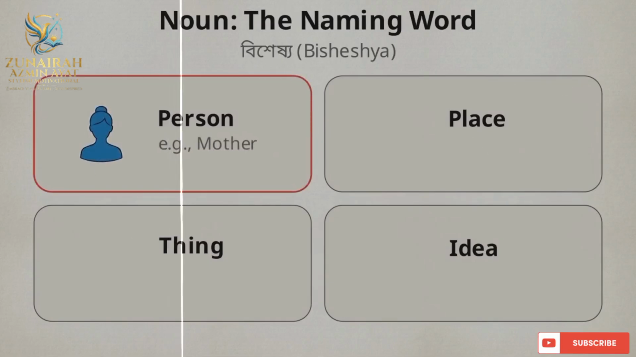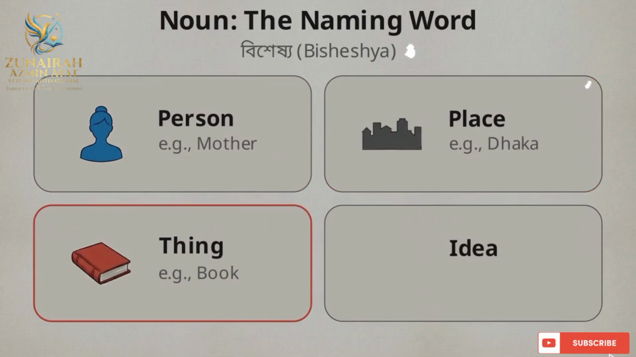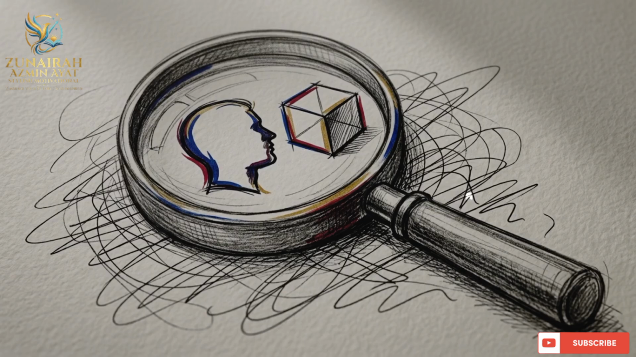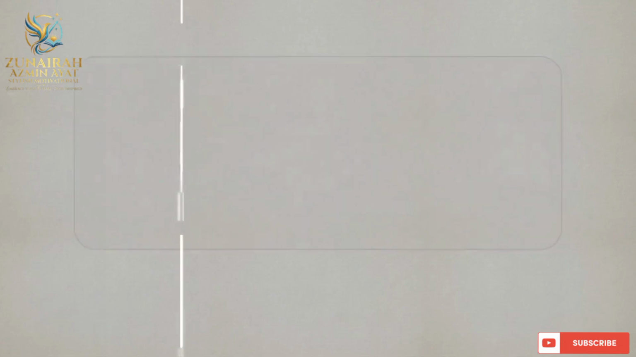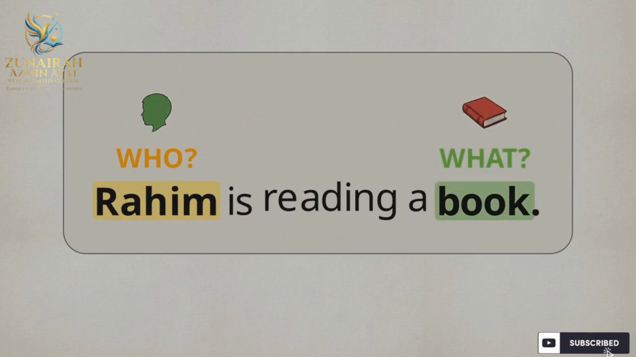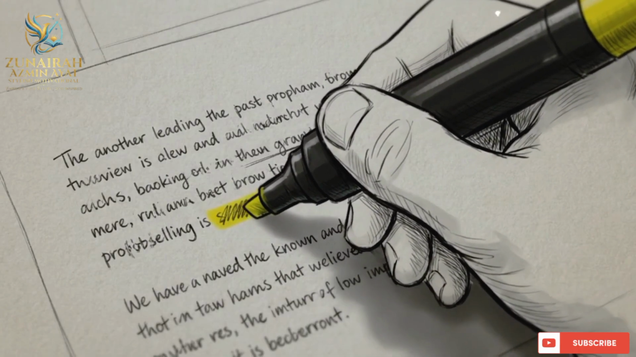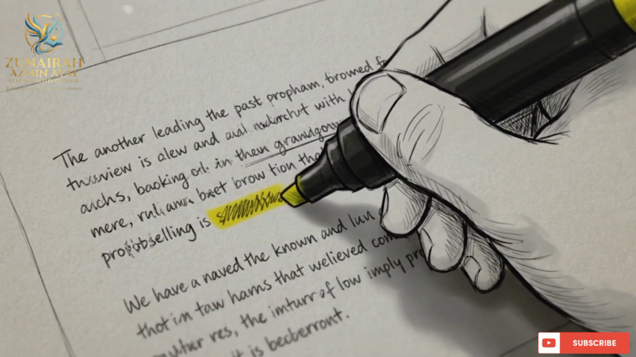For person, this includes mother. For place, it covers a city like Dhaka. Physical things include a book, while ideas are concepts like freedom. To find these words quickly, ask 2 questions: who or what? In the sentence, Raheem is reading a book, ask yourself, who is reading? That's Raheem. What is he reading? That's the book. By asking who is acting and what they are interacting with, you can instantly pull the nouns out of a crowded sentence.